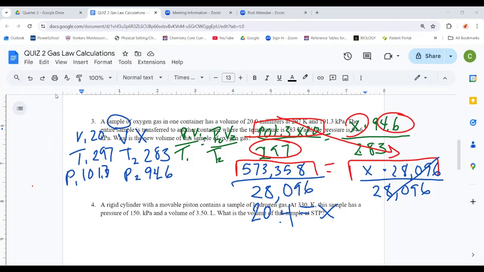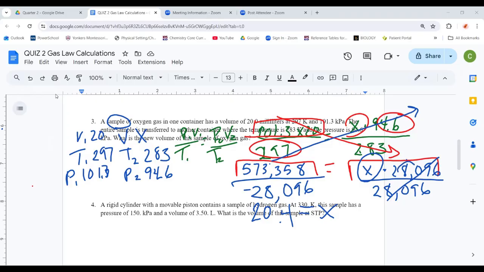Okay, so here's what happened. I got some very enormous numbers here. When I did 101.3 times 20 and then times 283, I got 573,358. That's a big number. And then when I did 297, I went this way, 297 times 94.6. And then don't forget your x, so you know what you're solving for. I got 28,096. So then I divided both sides by 28,096 because I wanted this x by itself.